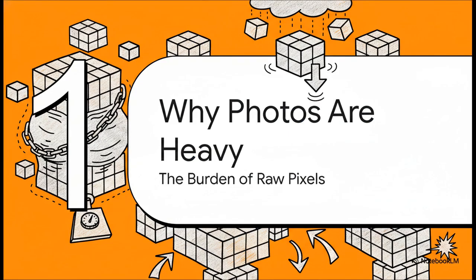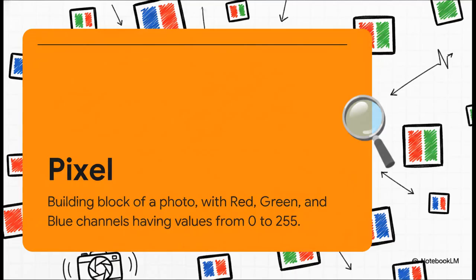Why photos are so heavy to begin with. The burden of raw pixels. Okay, so every digital photo you ever take is essentially just a massive grid of tiny little building blocks, and we call those pixels. Each one of these individual pixels holds 3 separate channels of color information: red, green, and blue. And the camera assigns a specific value from 0 to 255 for every single one of them.